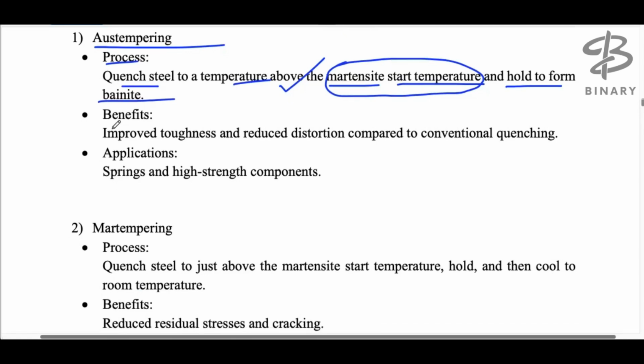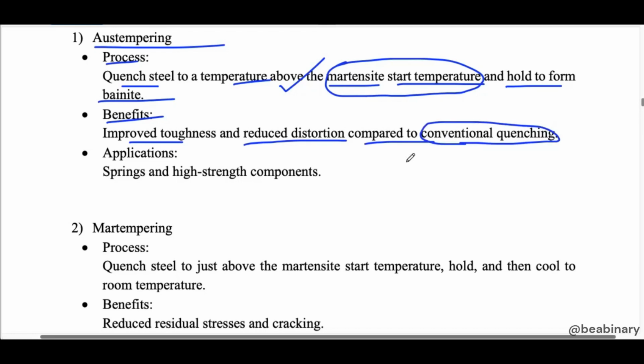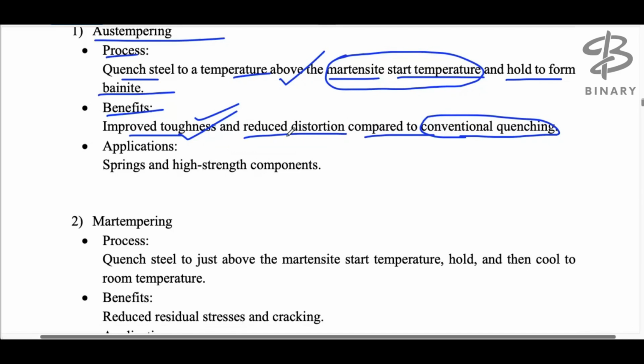What is the benefit? The benefit is improved toughness and reduced distortion compared to conventional quenching. So what is conventional quenching? I mean the hardening. During quenching or hardening, we were getting material which had less toughness and high brittleness. But by this process we can have high toughness, or the toughness gets improved, and reduced distortion.